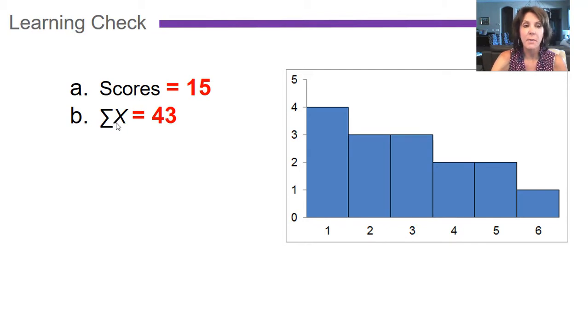Now for the sum of the scores, how did we get that? Well, basically, you're going to count each score for its value. So I have a score of 1 here, and there's 4 of them, so that's 4 altogether. I have a score of 2, and there's 3 of them, so that makes 6. 4 plus 6. And then I have 3 scores of 3, which is 9. So 4 plus 6 plus 9, etc., until you get to 43.